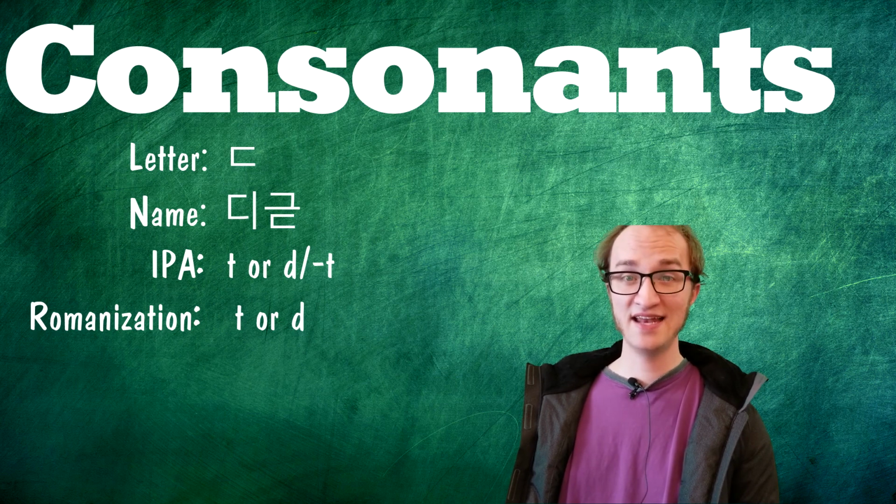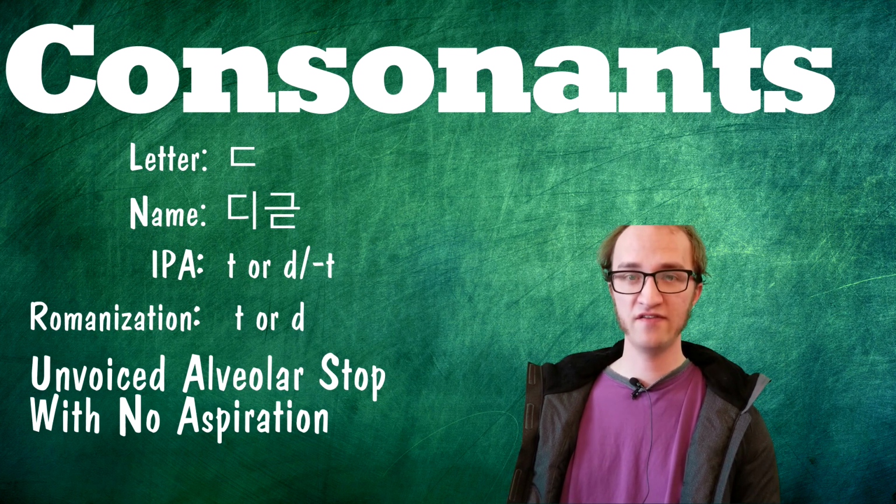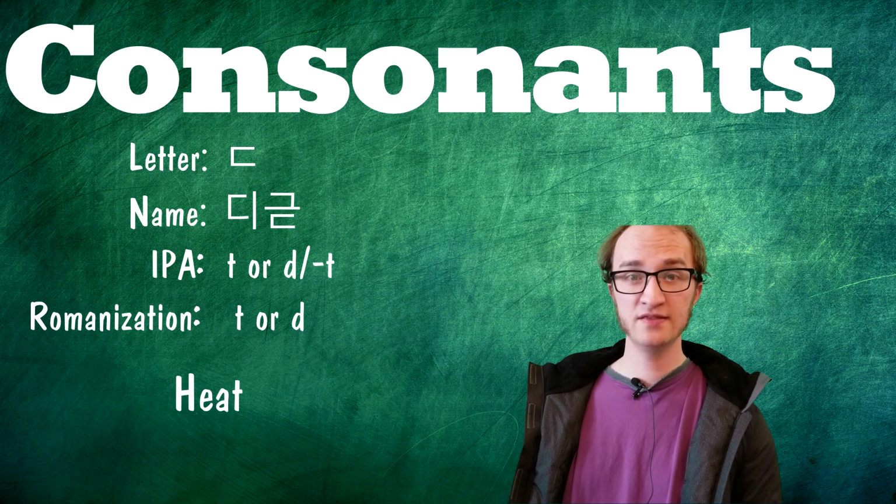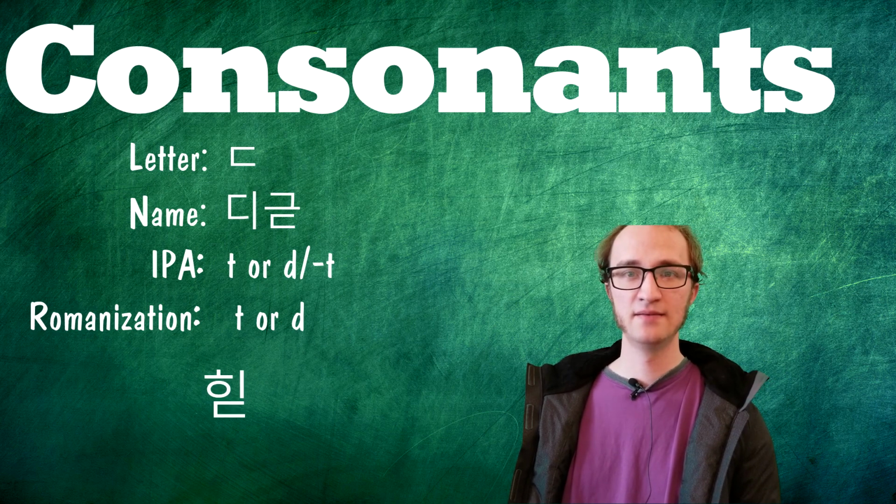Tigit, as an ending consonant, is an unvoiced alveolar stop. So in English, this would be hot, whereas in Korean, this would be hot, hot, hot. In English, this would be heat, and in Korean, this is heat, heat, heat.